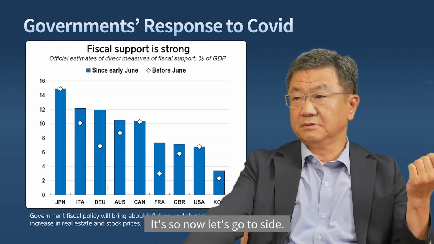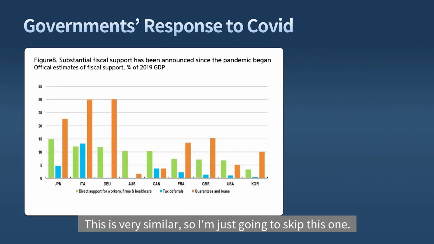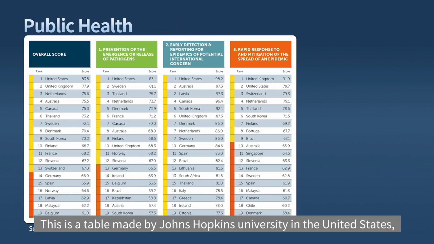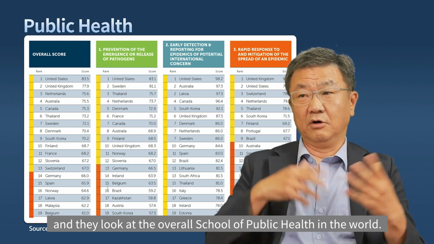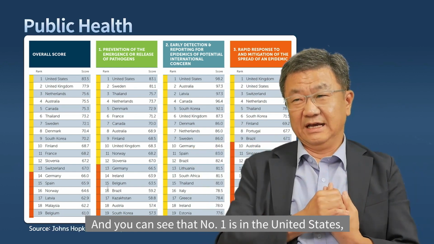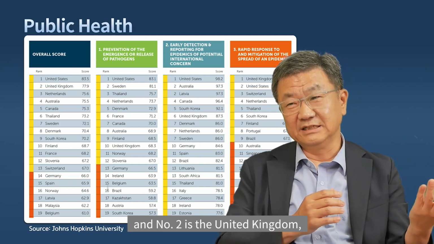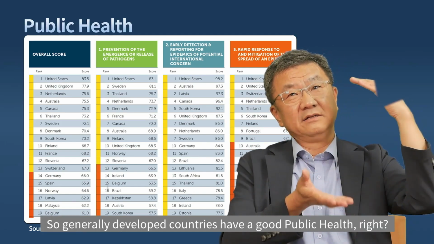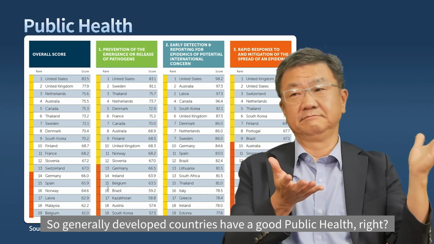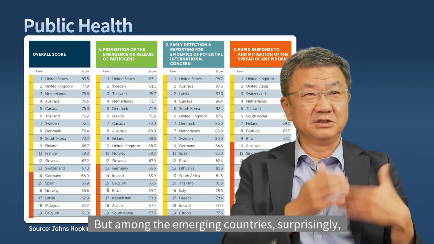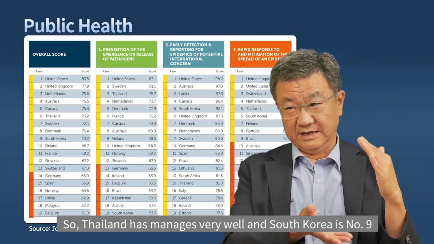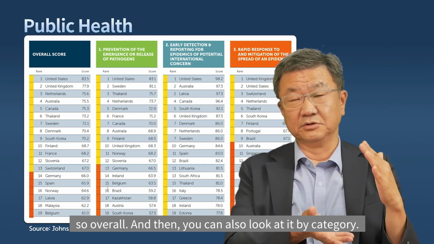Okay, so now this is very similar, so I'm just going to skip this one. Let's look at public health. What I found very interesting is this table made by Johns Hopkins University in the United States. They look at the overall score of public health in the world. You can see that number 1 is the United States, number 2 is the United Kingdom, number 3 is Netherlands, Australia, and so on. So generally, the developed countries have good public health, right? But among the emerging countries, surprisingly, the highest is Thailand. So Thailand has managed this very well, and South Korea is number 9 overall.